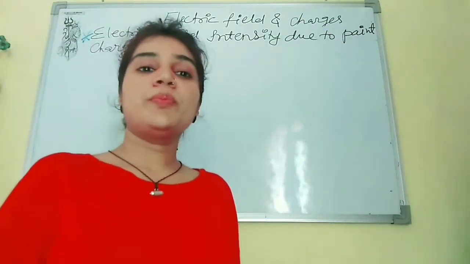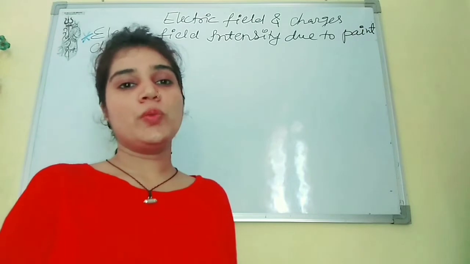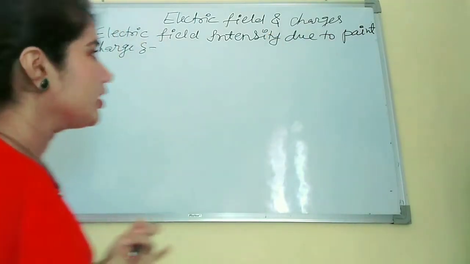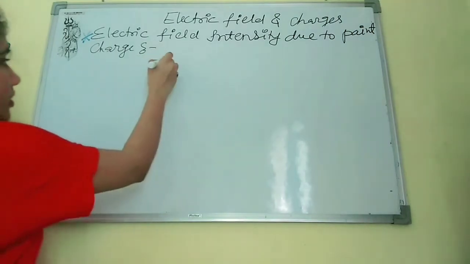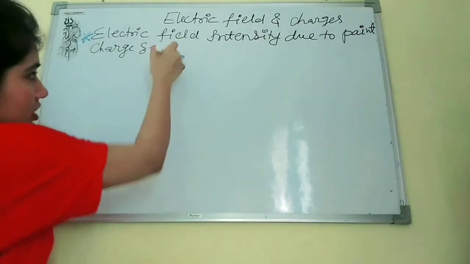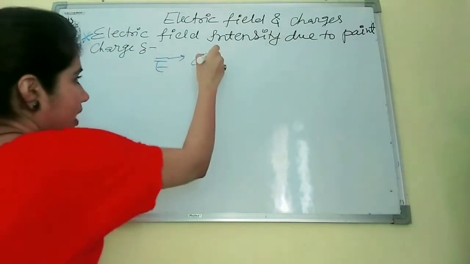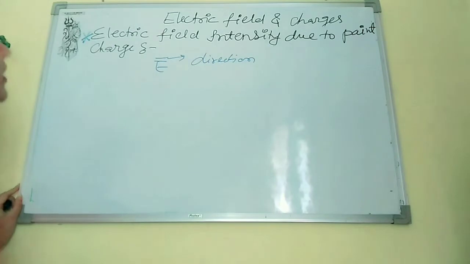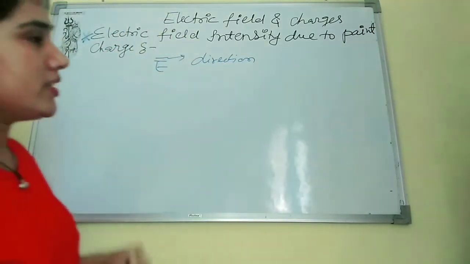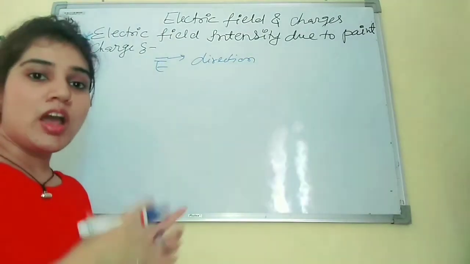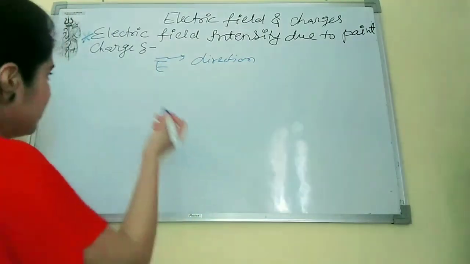Hello students, in our previous video we have seen the electric field. Today we will see the electric field intensity due to point charge. We denote the electric field intensity by E, and this shows that it has some direction because it is a vector quantity. So what is electric field intensity? Electric field intensity will show how far any charge has impact.